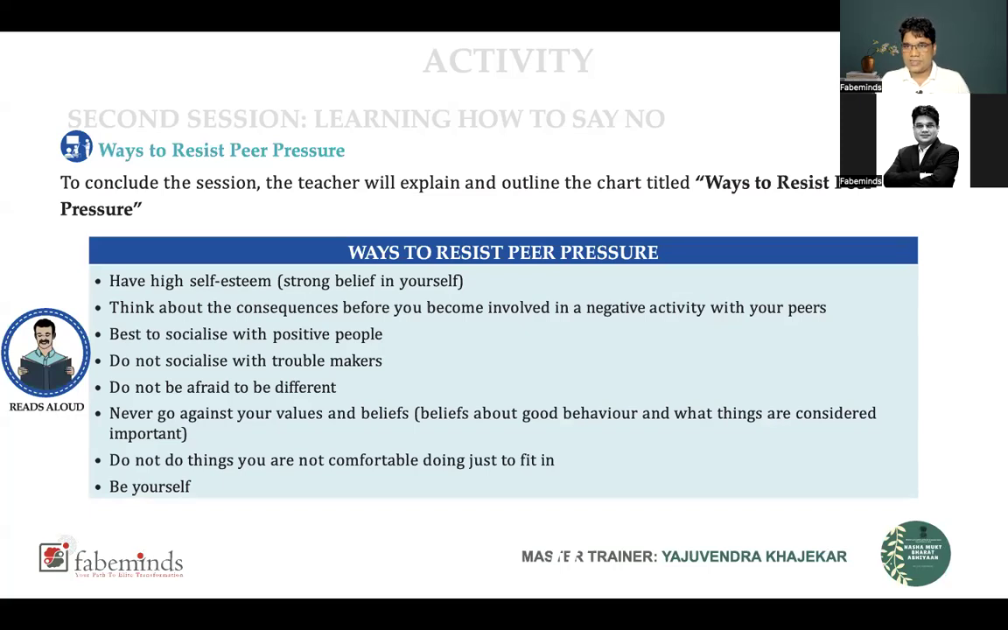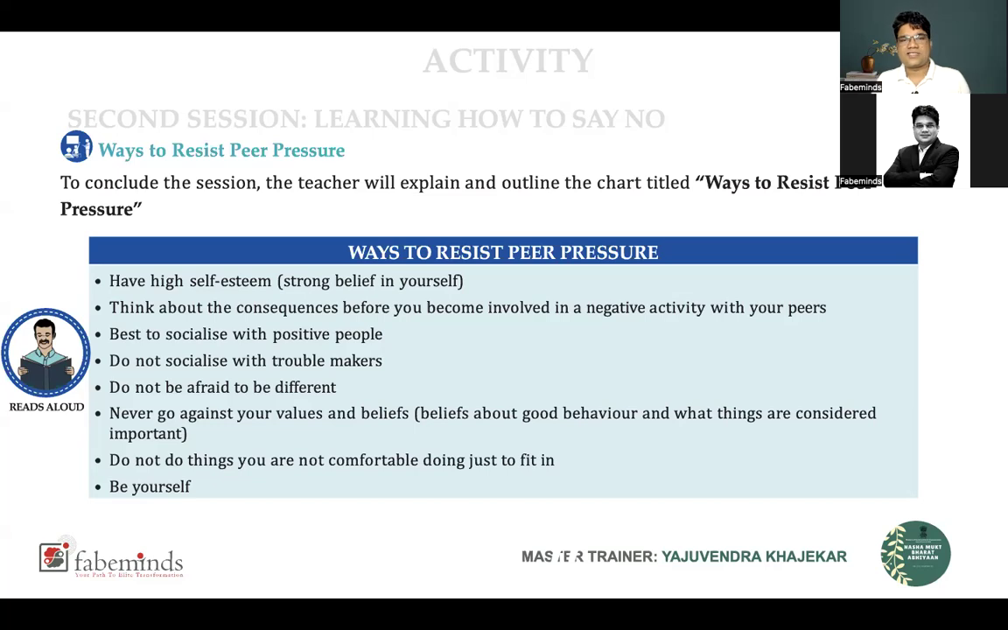To conclude the session, the teacher will explain and outline the chart titled Ways to Resist the Pressure. So what are the ways to resist the pressure? Have high self-esteem, a strong belief in yourself. And being a psychologist, I really emphasize this part, even if you are seeing kids around or you have adolescents in your house or in your relations. So this is the first thing that we should emphasize, having high self-esteem, that is, strong belief in yourself. Okay, so this is the first part that is very important.